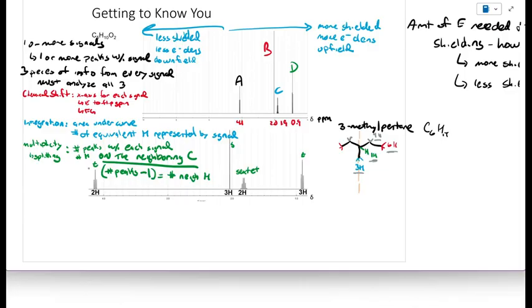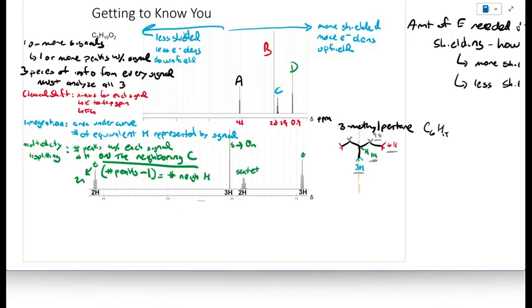So if I look at this triplet, the triplet has 3 peaks within the signal, 3 minus 1, so that tells me this has 2 neighboring hydrogens. The carbon next to whatever this is has 2 hydrogens on it. The singlet has 1 peak within its signal, so 1 minus 1. The singlet has 0 neighboring hydrogens. That means whatever's next door to it doesn't have any hydrogens of its own. That's not as unusual as you would think. We'll see lots of examples of that as we go through.